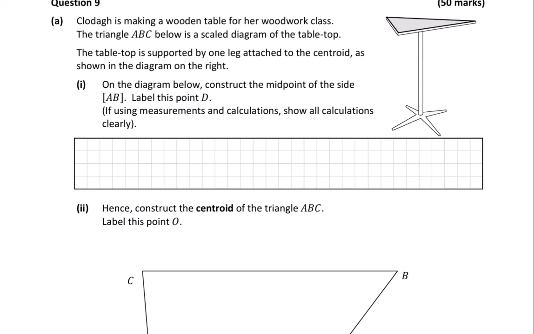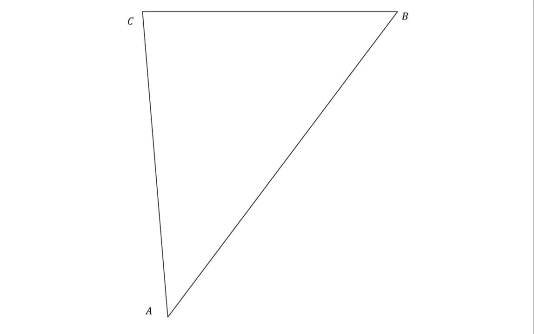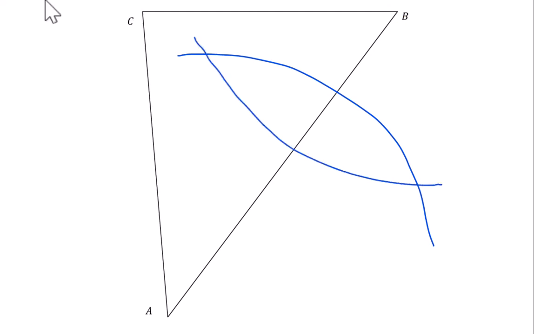So we've got to do a midpoint for side AB. So the way you would do this is you would put your compass here and draw an arc. So the arc would look maybe something like this, and then you would take your compass, put it here without moving the compass in or out, and draw another arc on the other side. So that would look something like that.